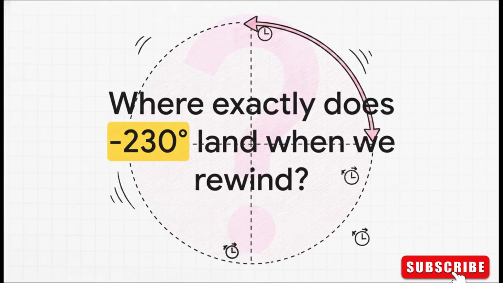Where exactly does negative 230 degrees land? I want you to try visualizing this with me for a second. You're starting at 0, spinning backward past the bottom of the graph. You hit -90, then -180, keep going. Where do you eventually stop?